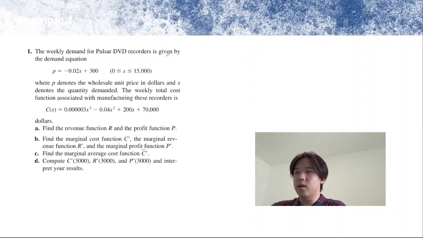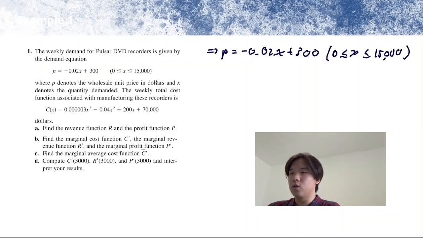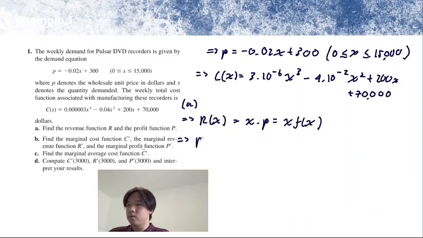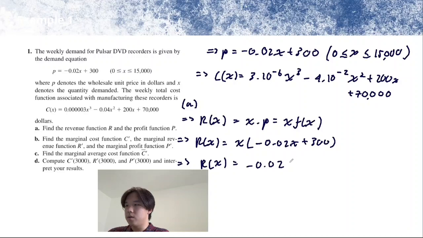The weekly demand of postal DVD records is given by the demand equation, where p denotes the wholesale unit price in dollars, and x denotes the quantity demanded. This weekly total cost function is associated. So let's write it down. To find the revenue function R, the formula of R is x times p, or x times f(x). So the revenue function R(x) would be x times negative 0.02x plus 300, and R(x) would be negative 0.02x squared plus 300x.